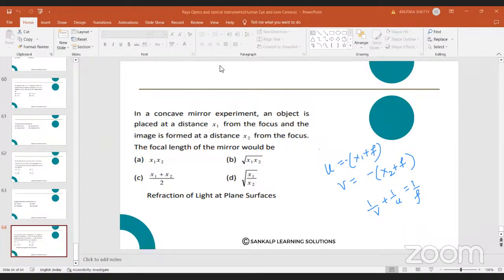Option C or option B? Damini is saying option B. Yes, option B, students. Look here: u is equal to minus into bracket x1 plus f. v is equal to minus into bracket x1 plus f.